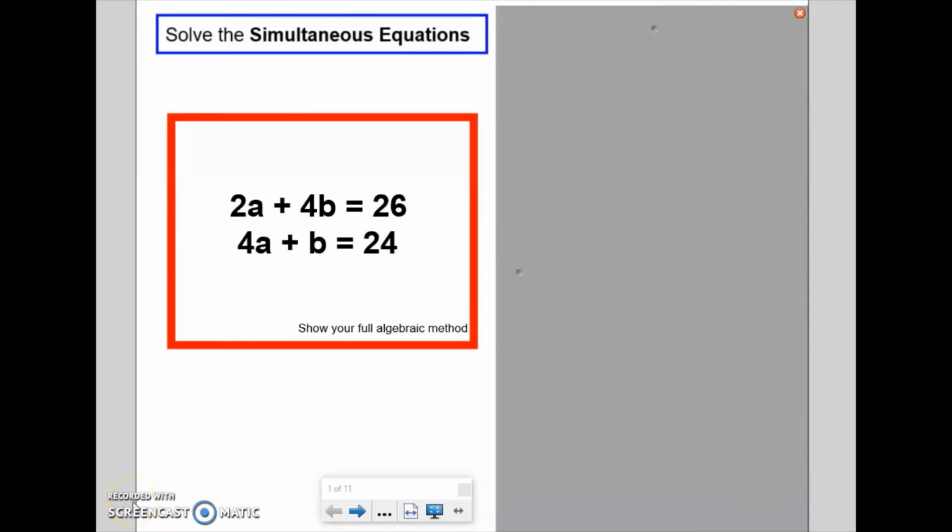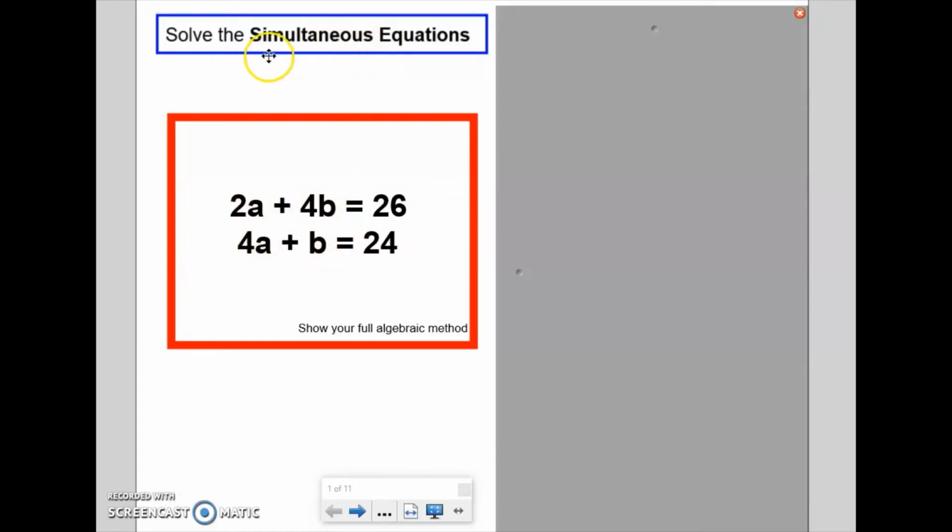Today we're going to have a look at trying to solve some simultaneous equations. So what we have here is a simultaneous equation. Simultaneous equation because we have two unknown variables. We have some A's and some B's.